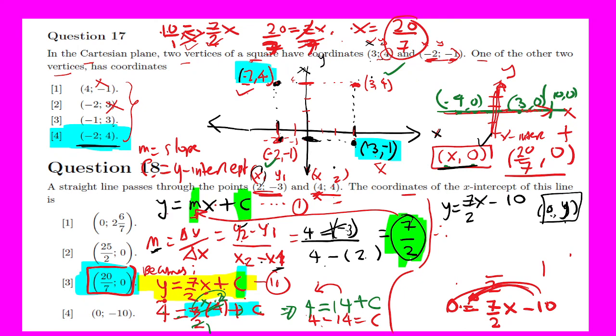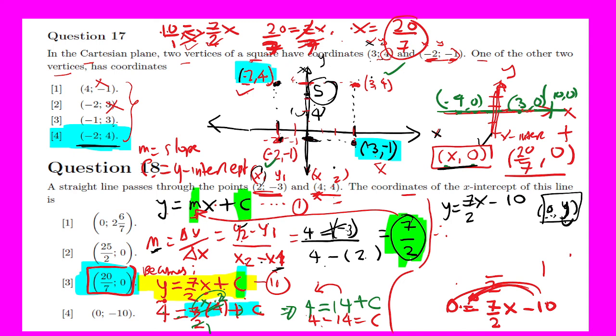Because look at the y-intercept: whenever the line cuts the y-axis, x equals 0. Let's say here this is 5 on the y-axis. What's the value of x? x equals 0 here. Let's say this is 4. What's the value of x? x equals 0. So that's what I say: when y-intercept, x equals 0.